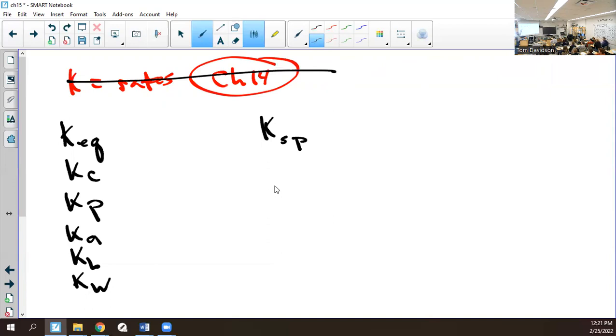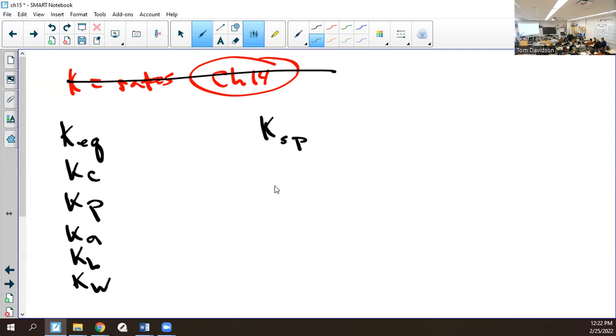KEQ is the general, just saying we're finding this ratio. Typically it's with concentration, but specifically K when we have concentrations. K when we use pressure. K when we're finding it for an acid. K when we're finding it for a base. K, that's a B. KW, that's a constant for water. It's the same number every time. And Ka times Kb equals Kw. So if you have one, you have the other.